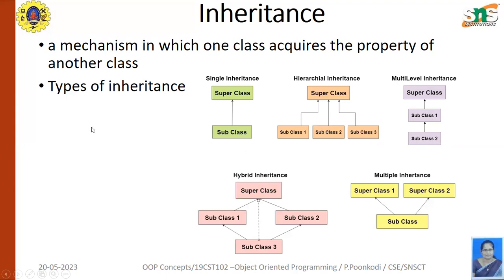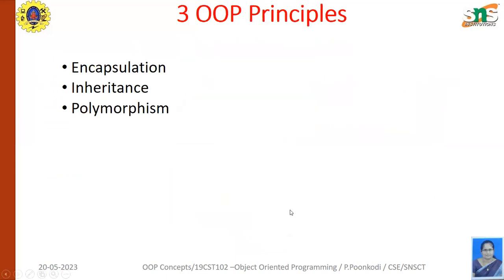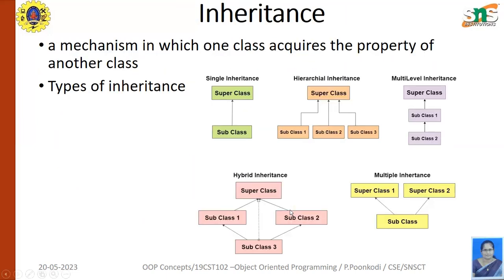The next one is hybrid inheritance. Hybrid inheritance means there is one superclass. From this one superclass, it derives more than one subclass. From those subclasses, we can derive another class. Then multiple inheritance: more than one superclass, and only one subclass. This concept is supported in C++, but it is not supported in the Java programming language.